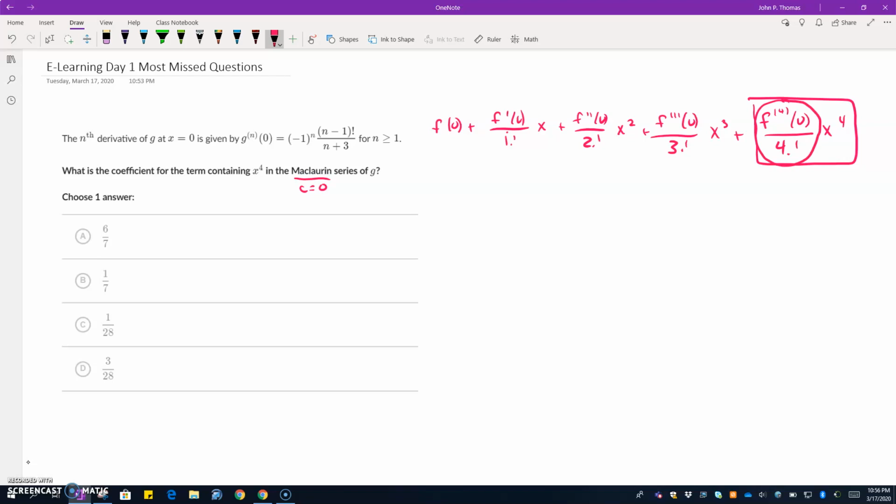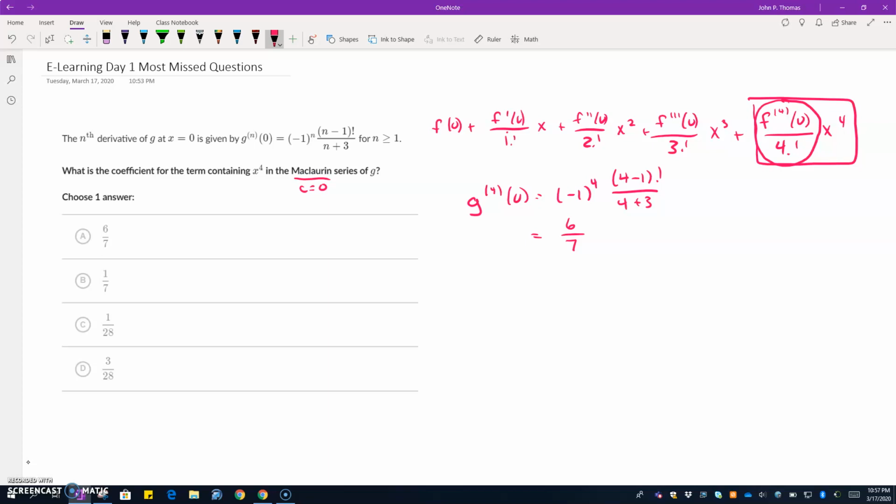Alright, so first thing I need is the fourth derivative. So I'm going to do g4 of 0, which is negative 1 to the fourth, times 4 minus 1 factorial over 4 plus 3. I clean that up a little bit. The negative 1 to the fourth is a 1. 4 minus 1 is 3. 3 factorial is 6. And then 4 plus 3 is 7. So I've got 6/7.